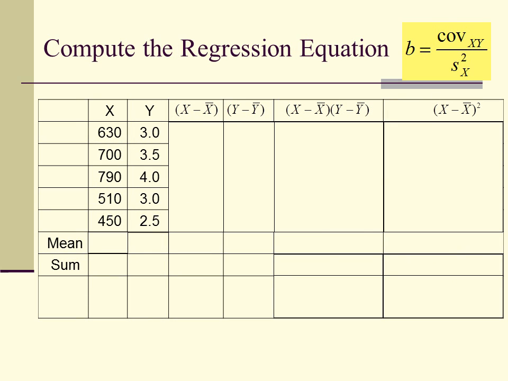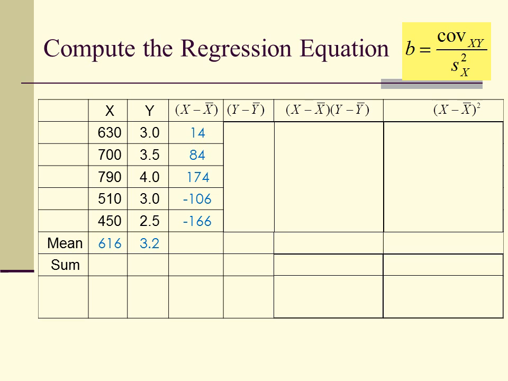again, first we will compute the mean of x and the mean of y. Mean of x is 616. Mean of y is 3.2. Then we find out the deviation scores for x. Each x minus the mean of x. The first one is 630 minus 616. We will have 14, 84, 174, negative 106, negative 166.